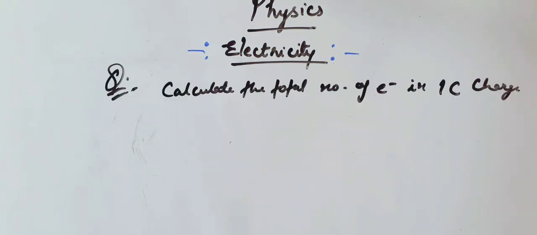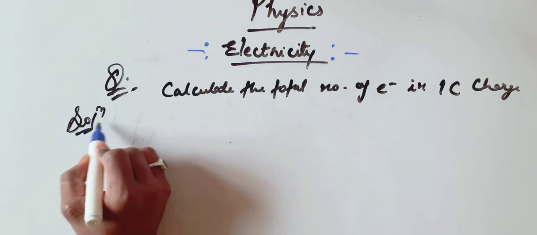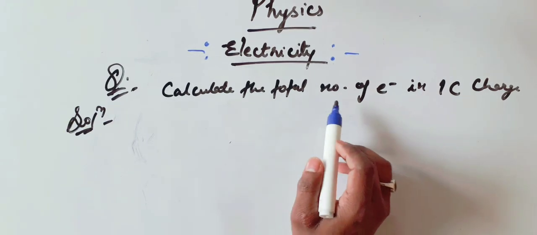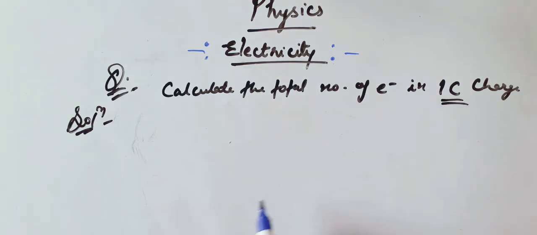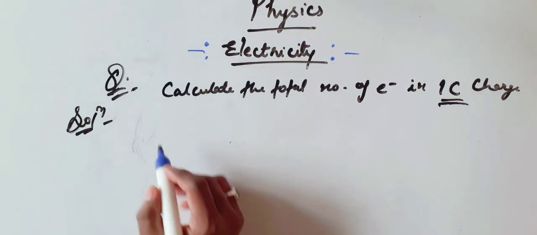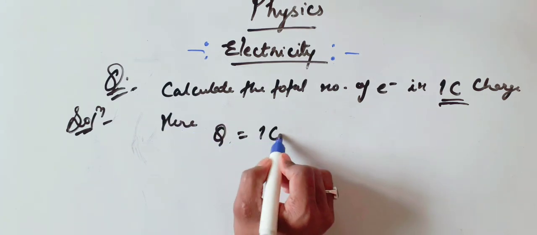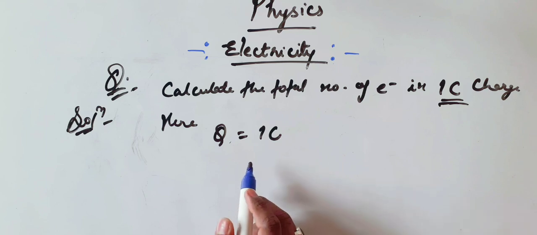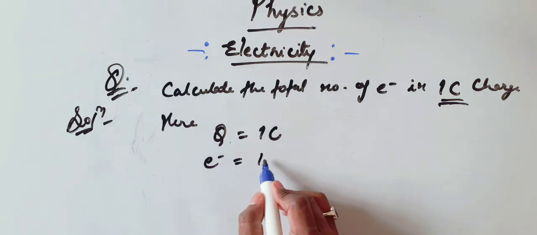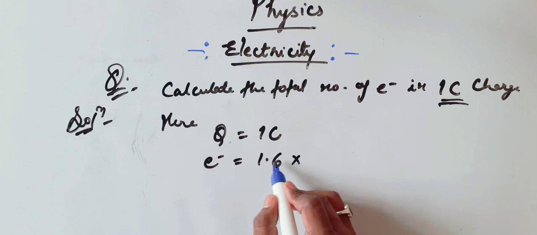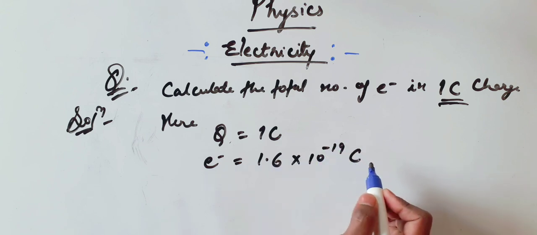We are going to solve a numerical on this concept to calculate the total number of electrons present in 1 coulomb of charge. Here the value of charge is 1 coulomb, and as we know, the charge on an electron is approximately 1.6 × 10^-19 coulomb.